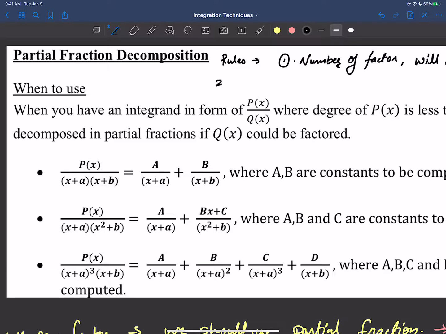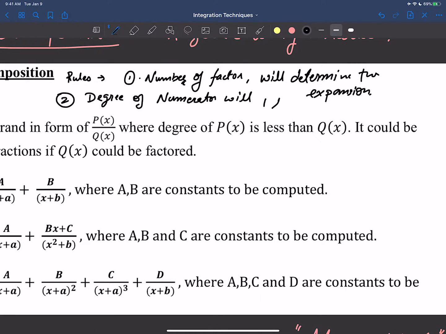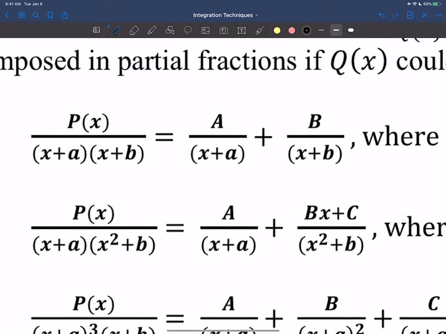The second rule, however, is saying that the degree of the numerator will be 1 less than the denominator. So let's look back here. When you see this expression here, in this case, this is a linear factor, right? The terms inside have a linear factor. So x is raised to the power of 1.